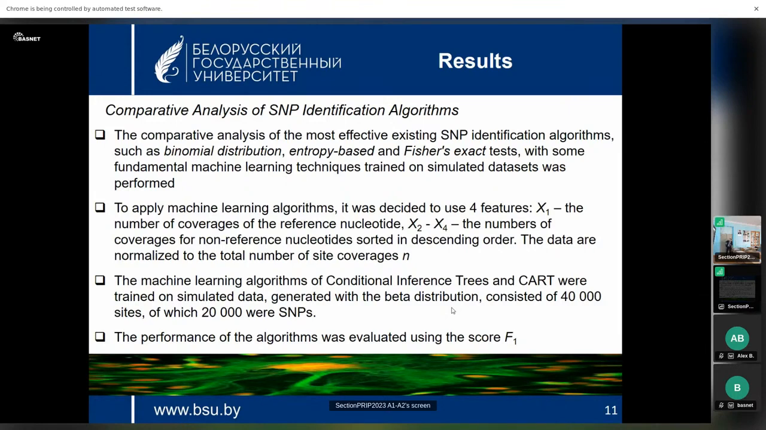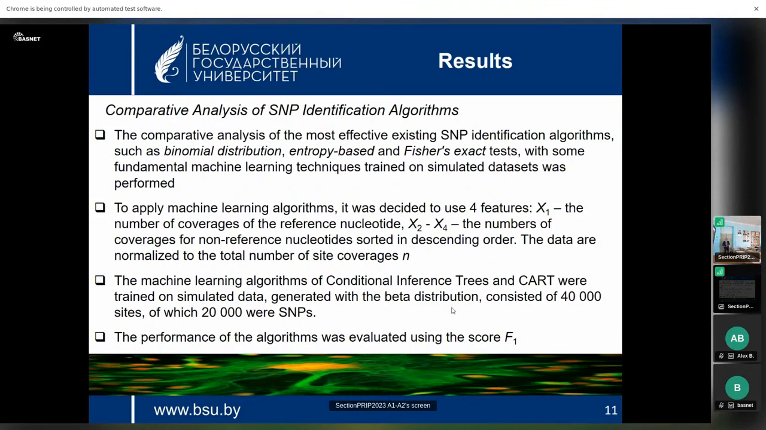So we selected the binomial distribution test, the entropy-based feature test, and for the machine learning algorithms, we selected two decision tree methods. One was the algorithm for conditional inference trees and the other was the PRIP algorithm. In our opinion, these were quite good algorithms from this group of methods. So we made a new vectorization of features.